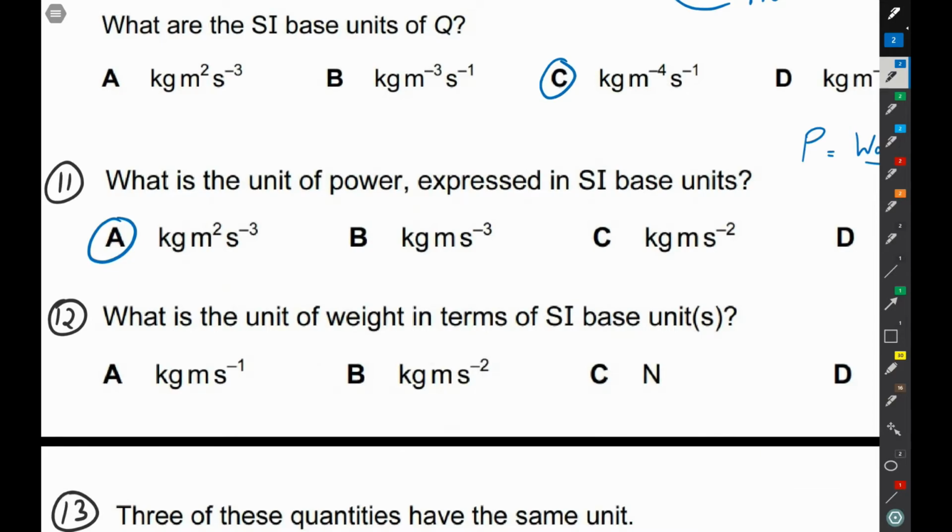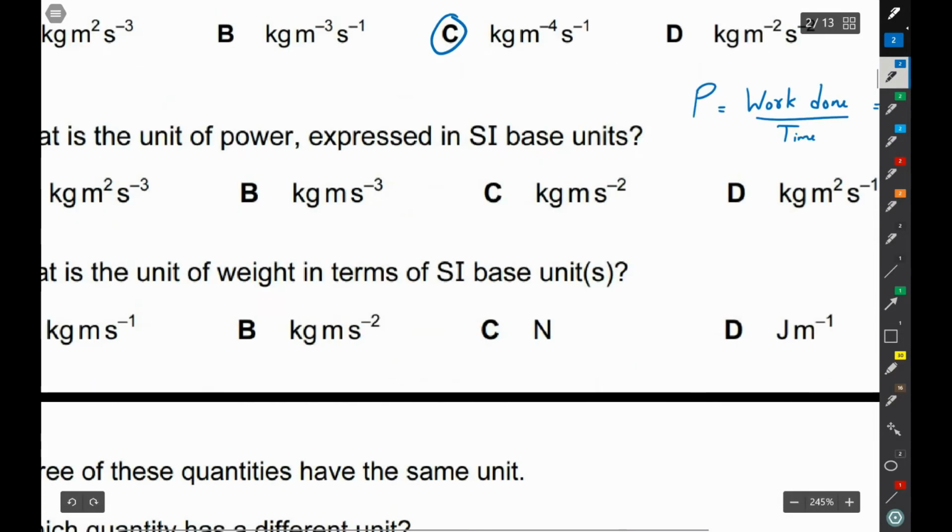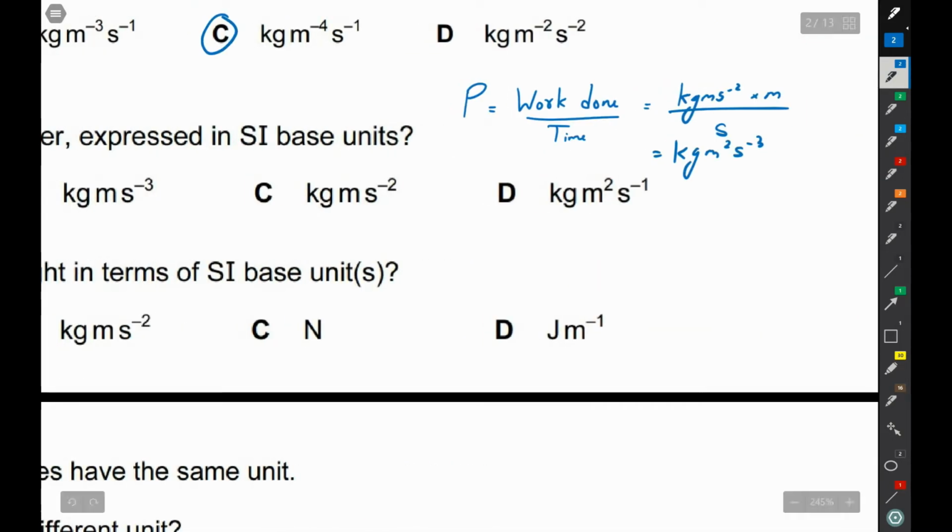Question number 12. What is the unit of weight in terms of SI base units? Now weight, हमें पता है weight क्या होता है. Weight एक force होती है. ठीक है, तो force के units क्या होते हैं, mass times acceleration. So kg m s minus 2.